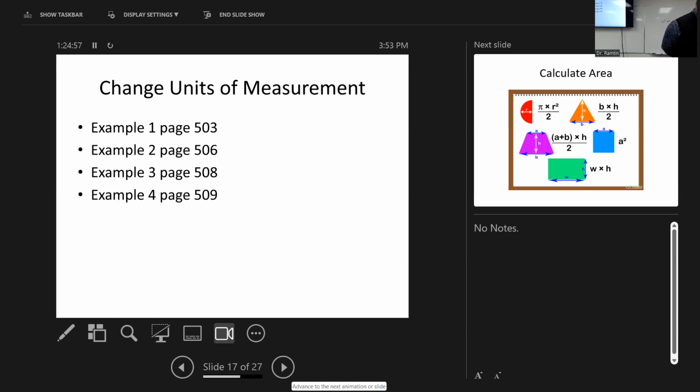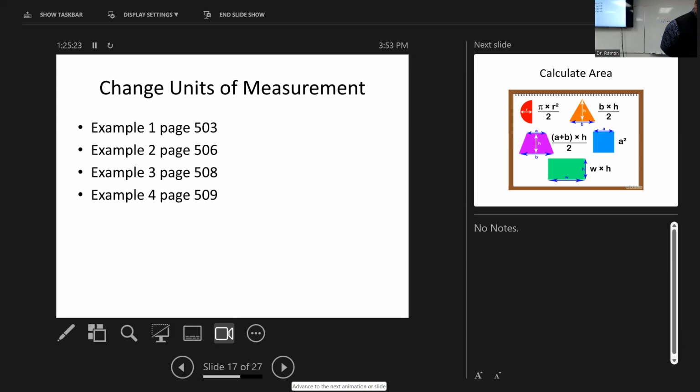Let's do 509 example 4. The speed limit on many highways in the United States is 55 miles per hour. How many kilometers per hour is this? So we want to convert from miles per hour to kilometer per hour. I write the fraction, 55 miles over 1 hour, okay?